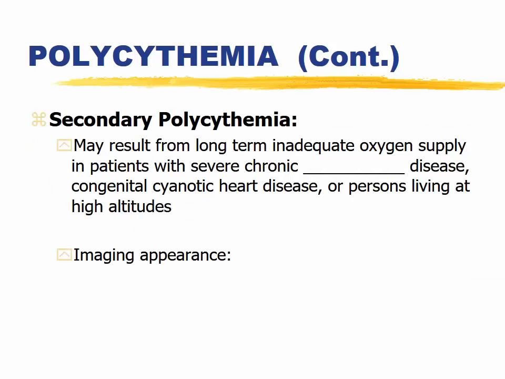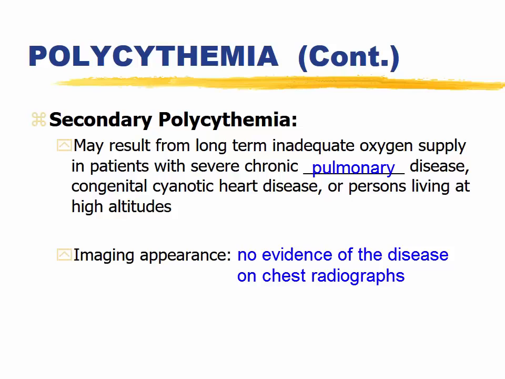Secondary polycythemia may be the result of long-term inadequate oxygen supply in patients with severe chronic pulmonary disease or congenital cyanotic heart disease, or may develop in patients living at high altitudes. Because secondary polycythemia is a compensatory phenomenon, the pulmonary vasculature is normal in appearance and there's no evidence of the disease on chest radiographs.